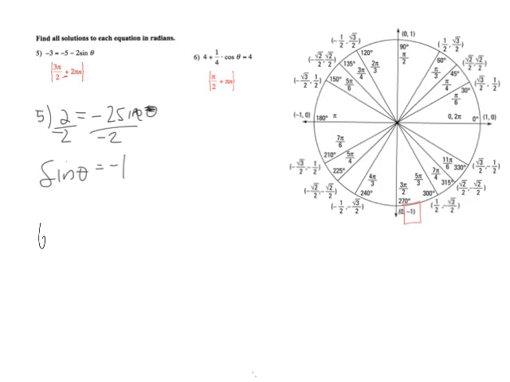Number 6, when we're looking at number 6, I am going to subtract this 4 from both sides, so I will have a 1/4 cosine theta equal to 0. When I multiply both sides by 4 over 1, or divide by 1/4, same thing, ultimately I will get a cosine of theta is still equal to 0.